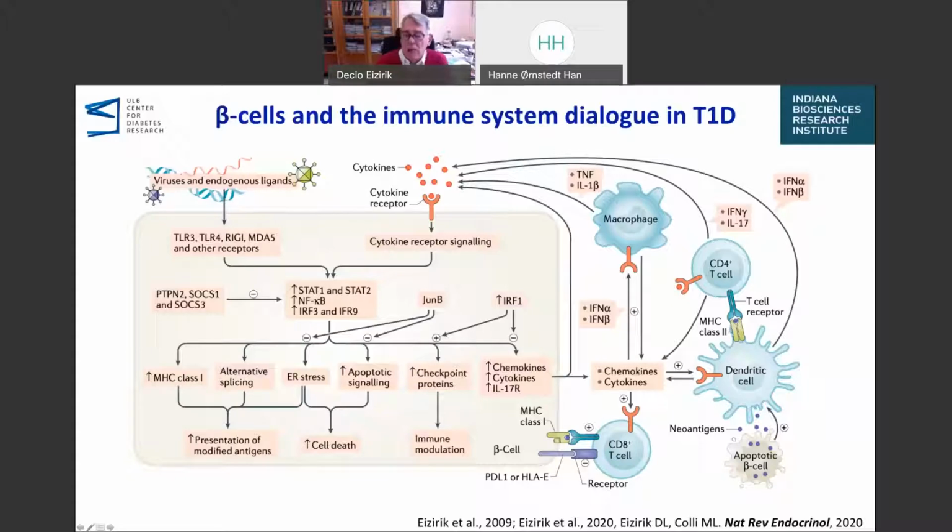immune cells. What is to keep in mind is that not all signals triggered by cytokines are deleterious. For instance, as I'm going to show, beta cells exposed to pro-inflammatory cytokines express PD-L1 or HLA-E, which are inhibitory molecules for CD8 T cells.